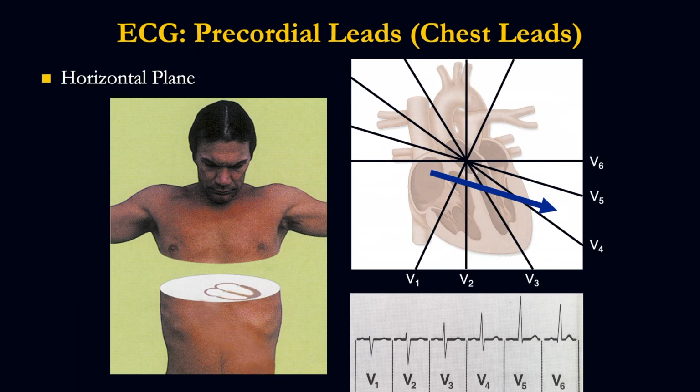As you might have imagined, we also can look at electrical activity on a horizontal plane. So that's if we slice somebody in half, just like you see in this picture here. Those leads are what we call the precordial leads or the chest leads, and they're numbered from V1 to V6. The diagram in the bottom right-hand corner will show you that as we change the position of the electrode, we're going to change how we view the heart and the deflections that we might get from each of these positions.